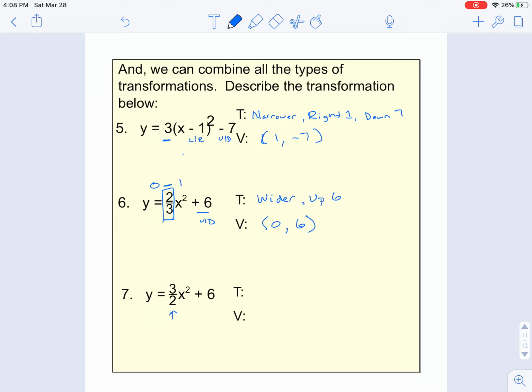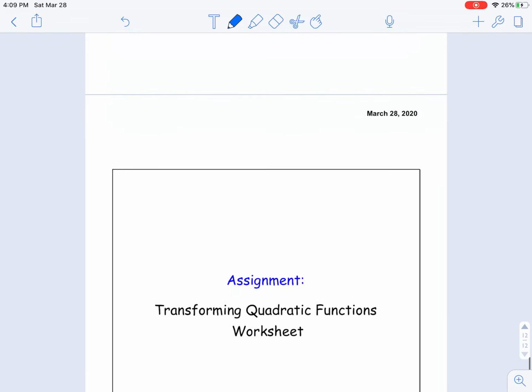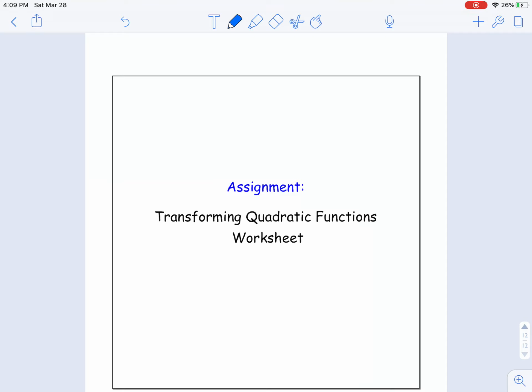All right, last one, and this is a tricky one. I'm trying to fool you because I put a fraction there. But what is 3/2? 3/2 is 1.5. That number is bigger than 1. So since this is greater than 1, this is going to get narrower. You're looking to see if that number is between 0 and 1 or bigger than 1. And if it's bigger than 1, it's narrower. And again, still outside, I can use two 6s in a row. This is going to go up 6. This is my up-down number. So my vertex again will be at 0, 6.